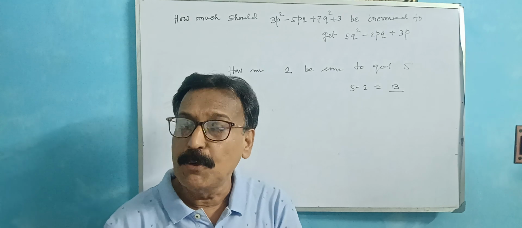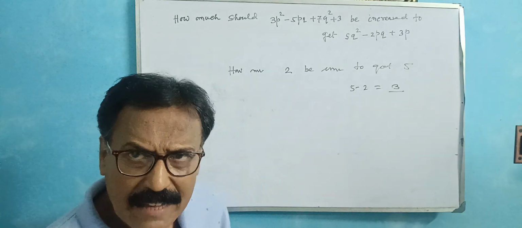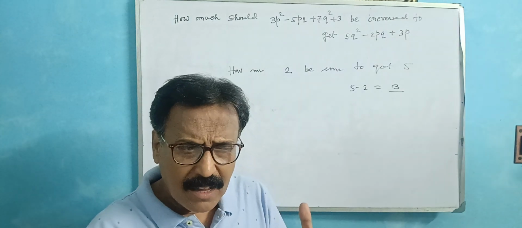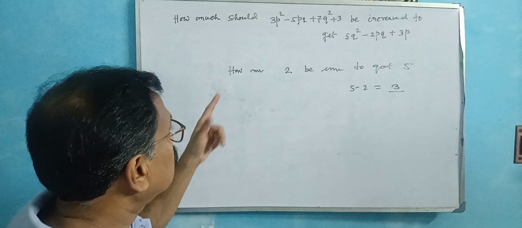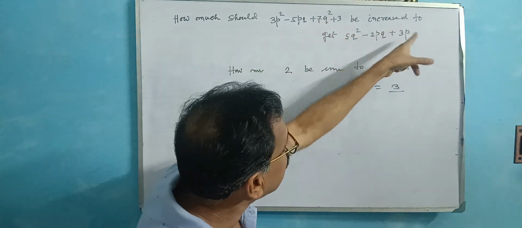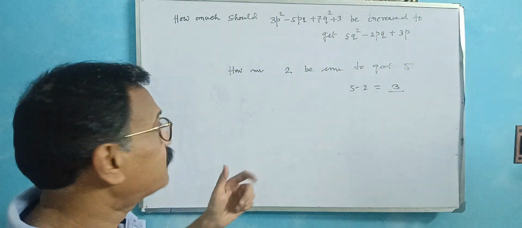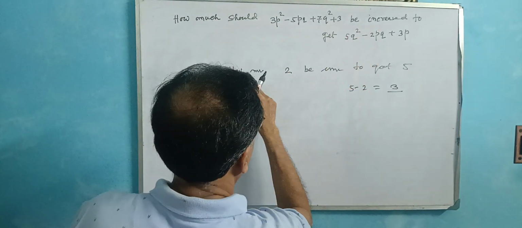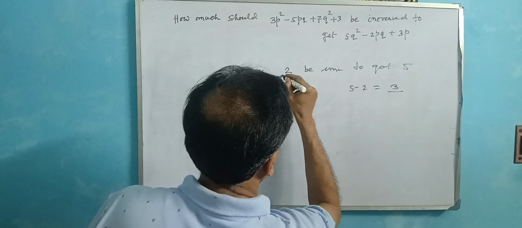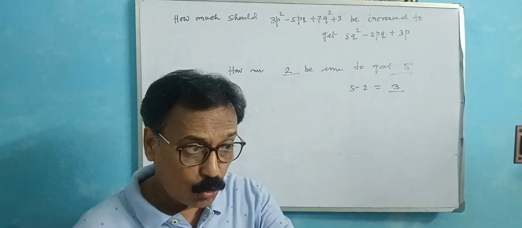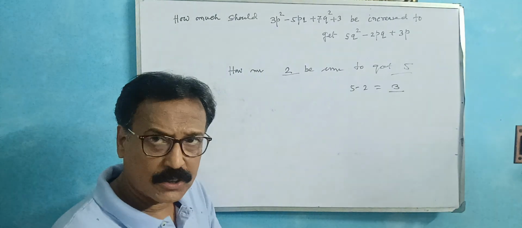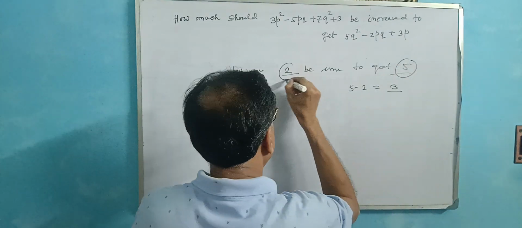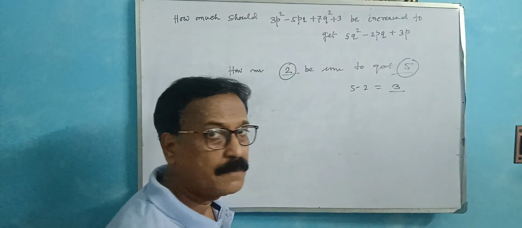In case of big places you will get confused. If you are confused anywhere, just very relaxedly understand and create an example. Suppose how much should this be increased to get this, how much this to be increased, how much to be increased to get 5. What is the meaning? By how much to increase 2 to get 5? What is the process? 5 minus 2. That means this and this, these two subtracted from this.